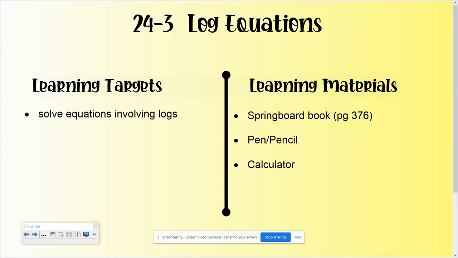Welcome back for lesson 24.3. Today we're going to be solving log equations. So make sure you have your Springboard book. We're on page 376. Need something to write with and definitely a calculator to help you solve some of those equations.